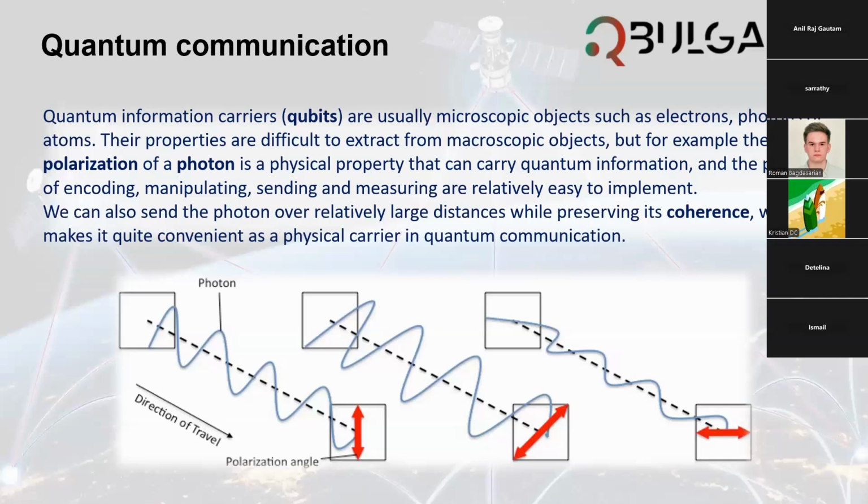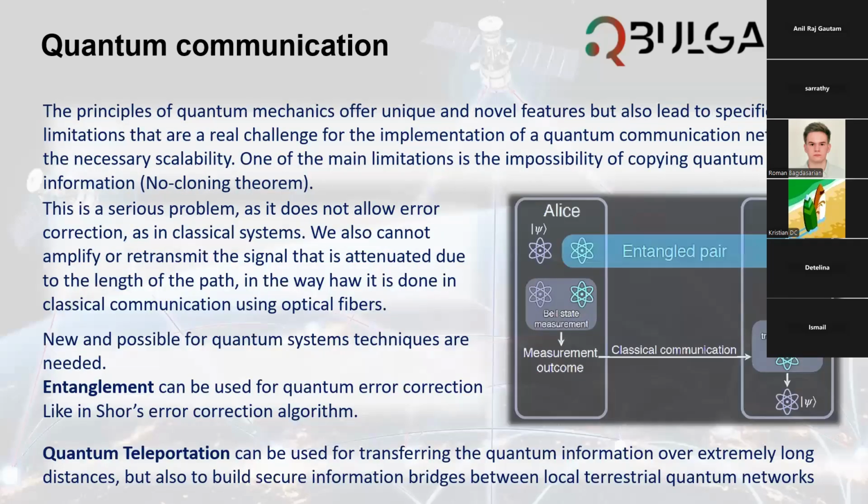We can also send the photon over relatively large distances while preserving its coherence. We save it from decoherence, which makes it convenient as a physical carrier for quantum communication. We can even use our existing fiber network for this by using photons.